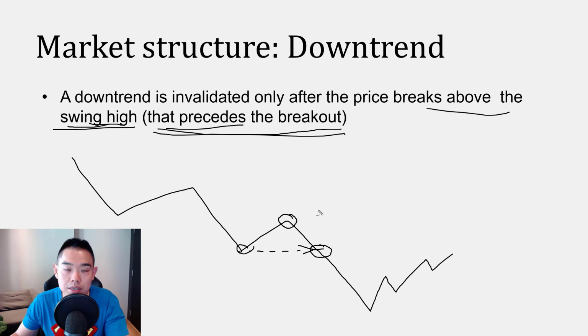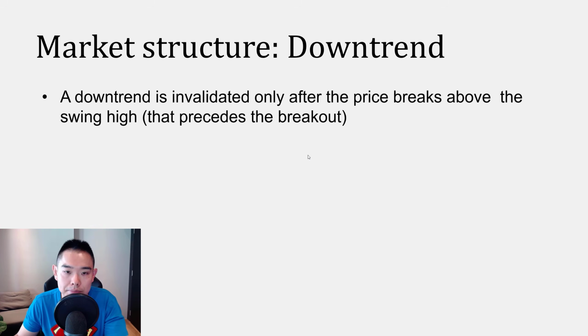So until the price can break above this swing high, I would say that the downtrend is still intact. And if the market does break above the swing high, I would then tell myself, hey, this market could possibly go into a range or even be the start of a new uptrend. Okay, so let's have a look at a quick example.